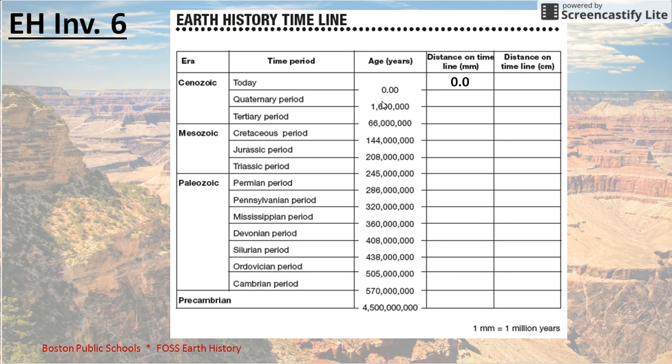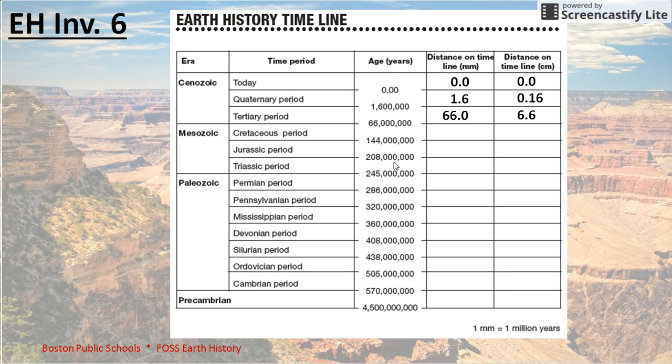Then students will need to calculate the distances that go on this 4.5 meter tape. So for example, today is 0 years ago, so it would be 0 millimeters from the starting point, and 0 centimeters from the starting point. 1.6 million years ago would be 1.6 millimeters from the 0 point, or 0.16 centimeters. Obviously, 1.6 millimeters is much easier to work with. And then just let the students work this out themselves.